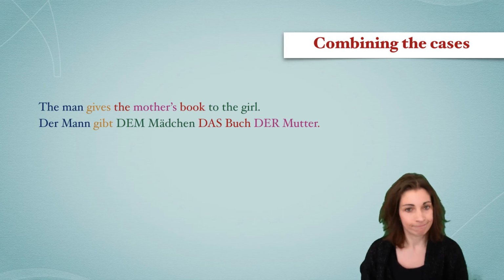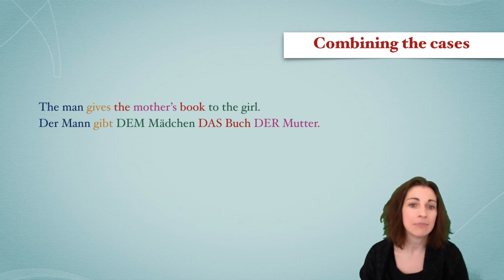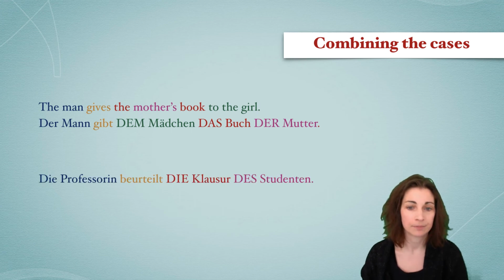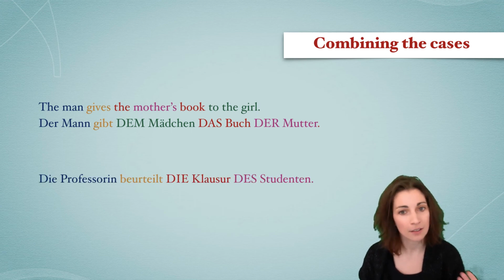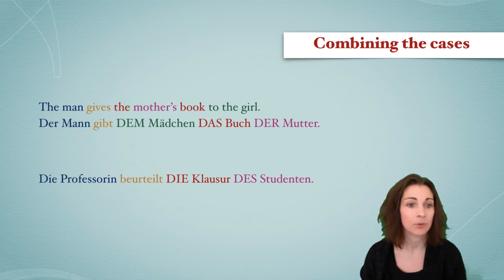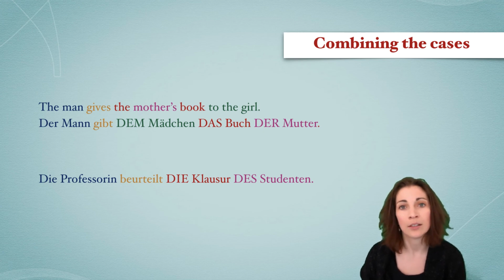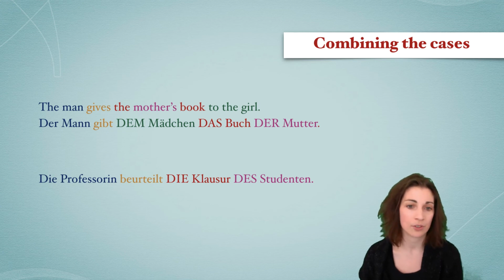And again, we combine. The man gives the mother's book to the girl. Der Mann gibt dem Mädchen das Buch der Mutter. And to practice a little more, another sentence. Die Professorin beurteilt die Klausur des Studenten. The professor, beurteilen is to grade, die Klausur, the exam of the student.